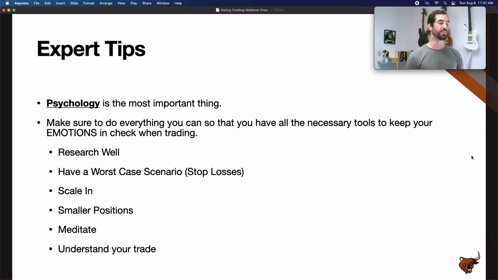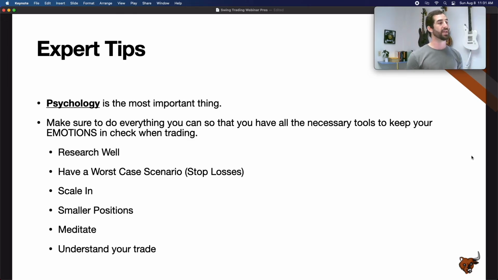Okay, have a worst case scenario. Understand what your worst case scenario is. If you know that your worst case scenario is that you're going to lose $100 and you're okay with that, then there is no reason, when the trade is open, to become nervous, okay? Because you already know that the worst thing that can happen is you lose $100 and you're already okay with it from the get-go, okay?